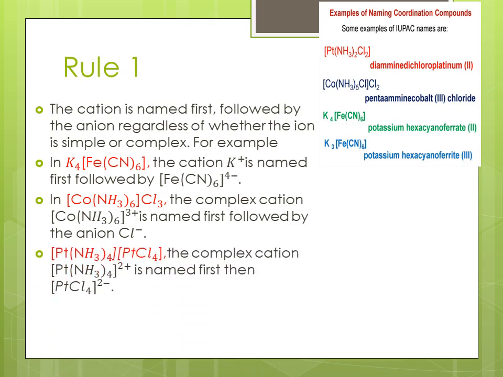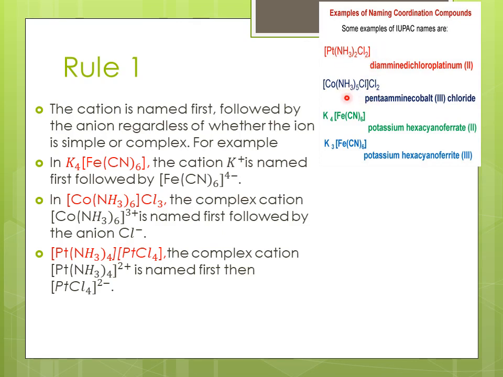Another example, [Pt(NH3)4][PtCl4]. Look at that. The first complex carries a positive charge and the second complex carries a negative charge. So the complex cation [Pt(NH3)4]2+ is named first, and then [PtCl4]2-, because the first is a cation. So always the cation will be named first, then the anion. You can look here. This is a neutral complex, so there is no charge at all, so there is nothing at the left-hand side as well as the right-hand side. So you will name it.